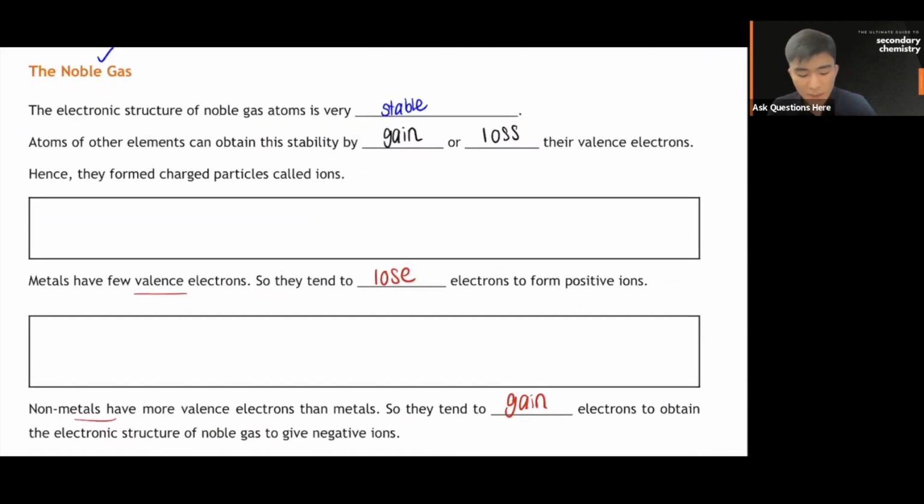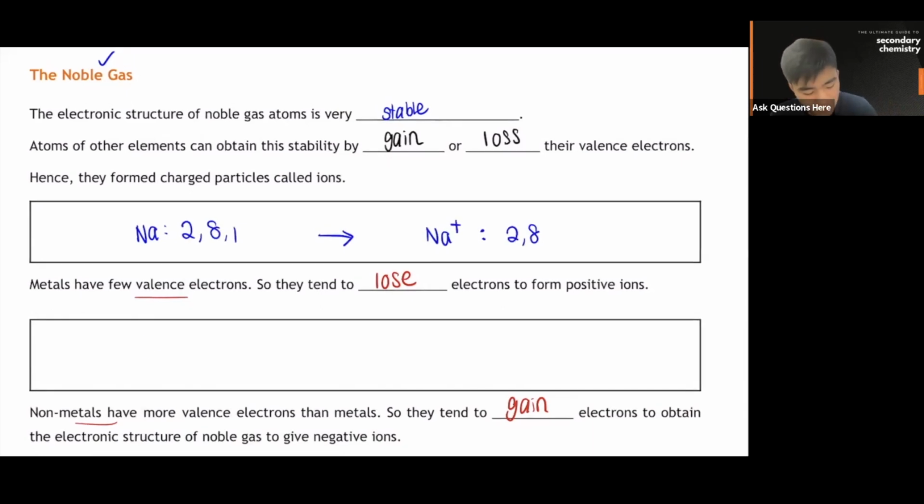Now, I want you to fill in the blanks over here. We have sodium. Sodium structure is 2, 8, 1. To get to the ionic form, instead of 2, 8, 1, I'm going to have 2, 8, and sodium is going to be positively charged. Just now we have fluorine. Fluorine is 2, 7. Now it's going to gain 1 electron to form 2, 8. Therefore, it is going to take a negative charge. So this is a non-metal, fluorine, but this is a metal, sodium.